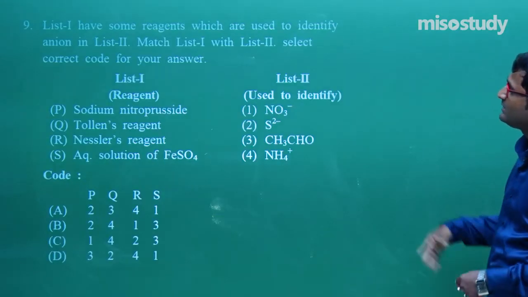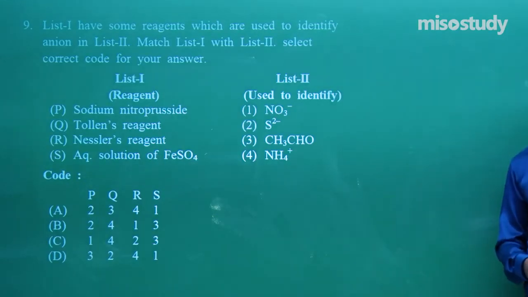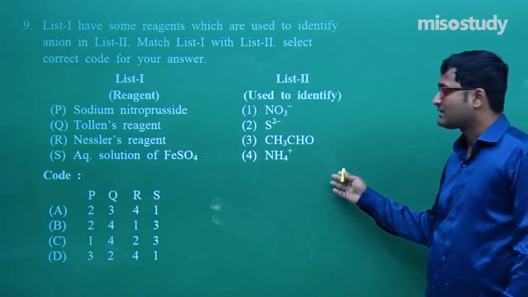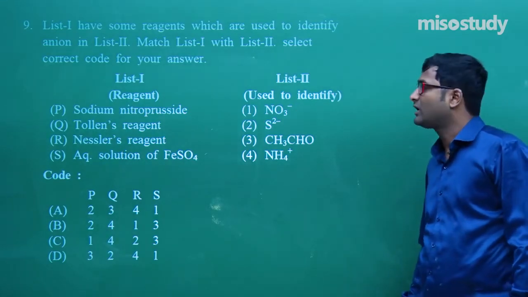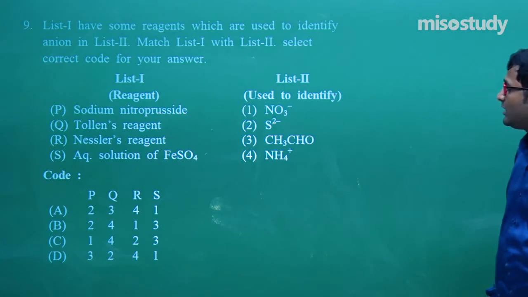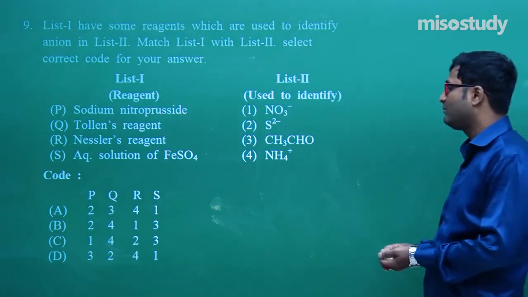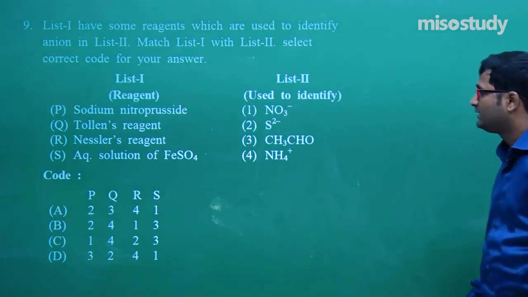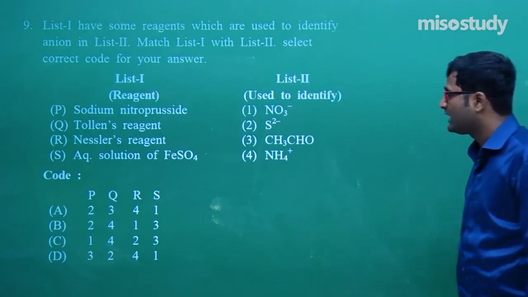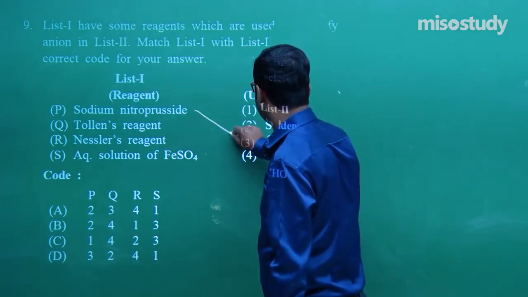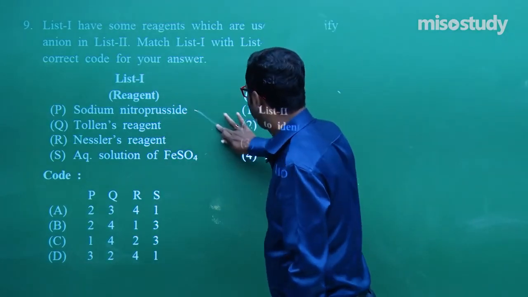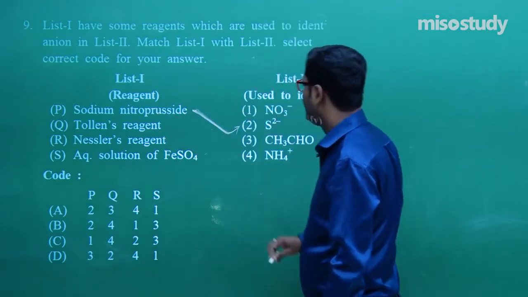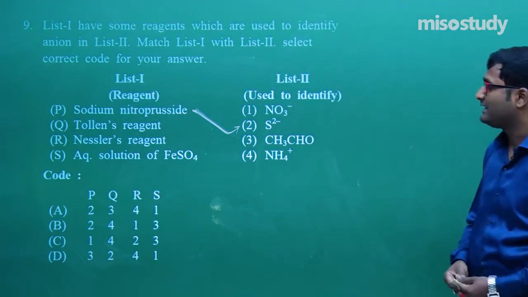Now tell me, this is one of the simplest questions. I am giving you a few seconds, you can easily solve such questions. Now tell me what will happen. List 1, sodium nitroprusside. Sodium nitroprusside test is used to detect sulfide, S2 minus. What is the use of tollens reagent?